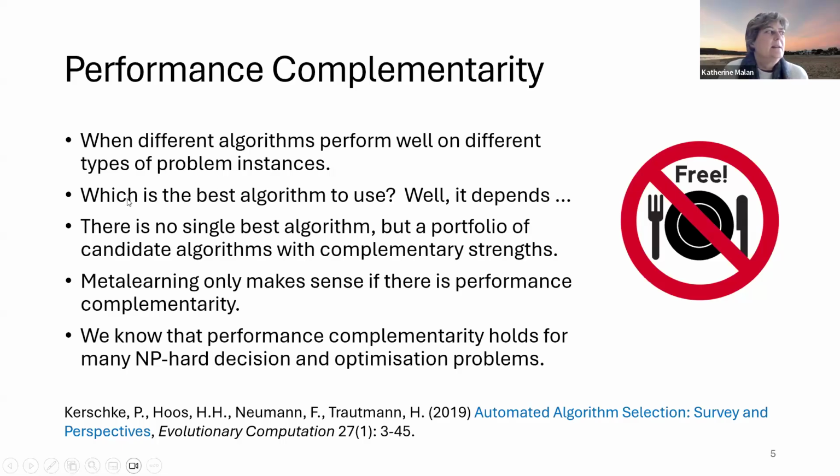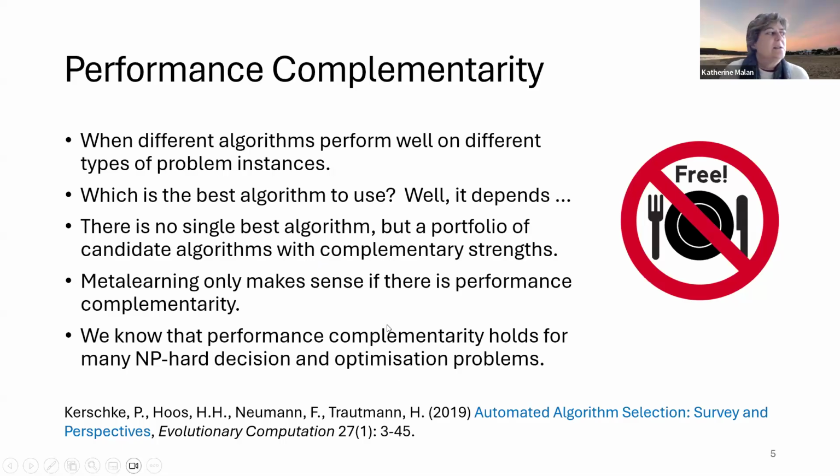So when you're in a situation where you say, which is the best algorithm to use, and your answer is, well, it depends, then we have performance complementarity, because it depends on the context and the problem and so on and so on. So it ties with this idea that there's no single best algorithm, but a portfolio of candidate algorithms, and they've got complementary strengths. Some are good in certain situations, but they're bad in other situations. So it is kind of related to this no free lunch thing, except it's in a particular context.